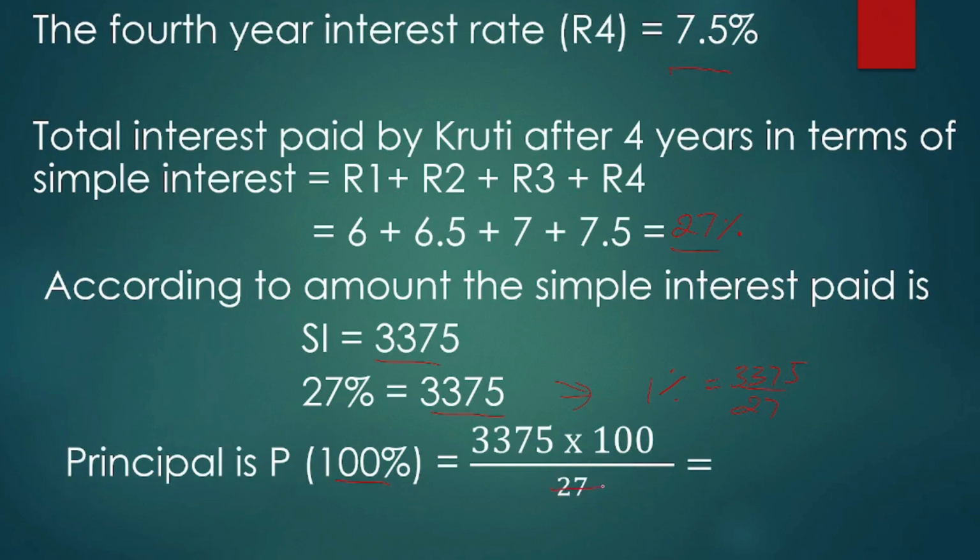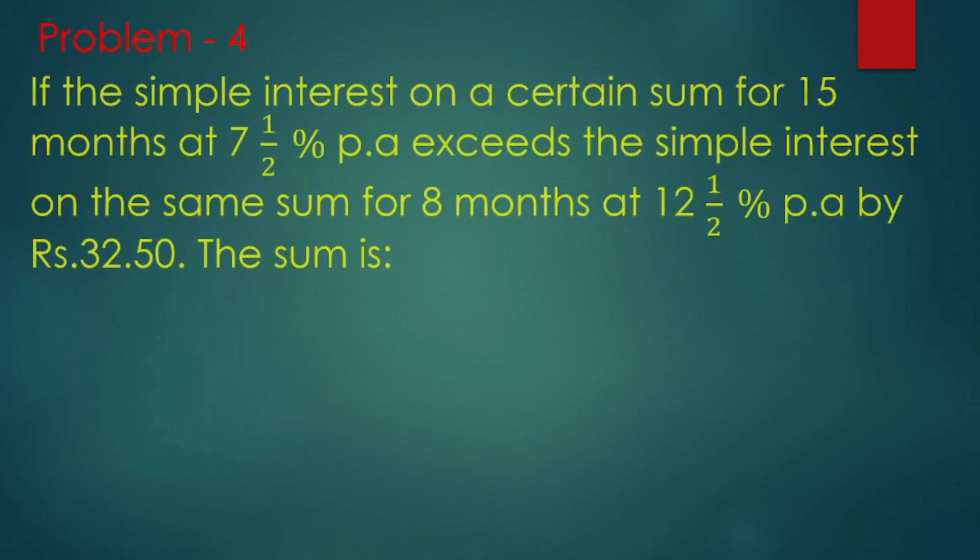So cancellation, look here. 3 nines are 27, 3 ones are 3, and again 3 ones are 3, 3 twos are 6, 3 fives are 15. Again with 9, 9 ones are 9, 2 remains, 9 twos are 18, 4 remains, 9 fives are 45. 125 into 100, 125 and double zero. So it is 12,500. So the principal amount that she took as loan is 12,500. Now we see the fourth problem.